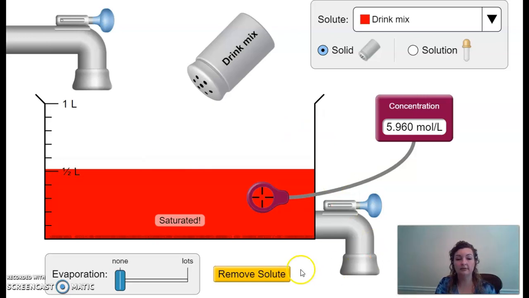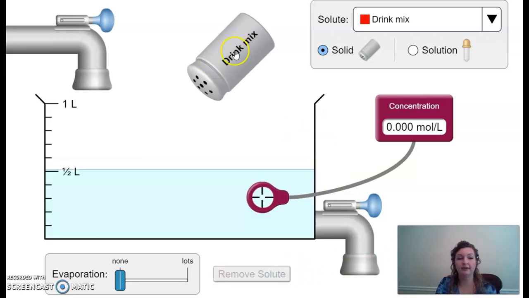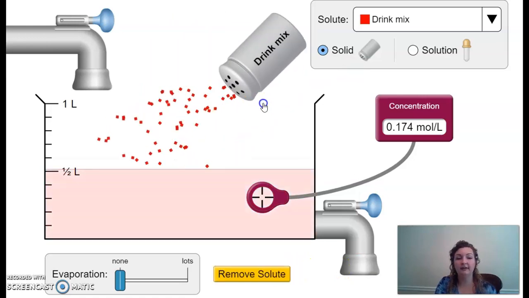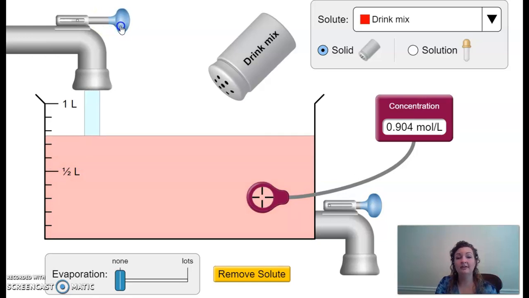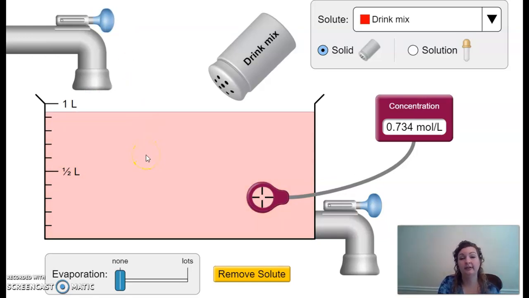Let me see. We're going to remove it. If I just add a little bit, this is just unsaturated. I want to take this unsaturated and I want to show you my concentration level right now, 1.337. If I add more solvent, so I'm going to add more water, notice that number goes down. I'm making my solution more and more diluted, okay?